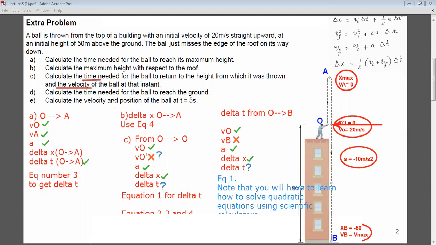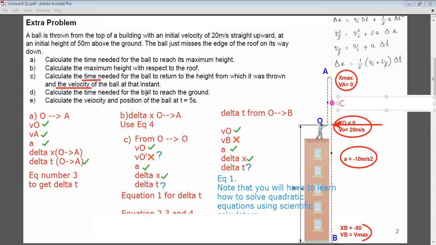Part E, calculate the velocity and the position of the ball at t equal 5 seconds. So here you have to imagine that it's somewhere. I don't know where it is. Let's assume it's here, and let's draw it in another color. Name it C. And you have to calculate the velocity and the position of the ball at point C, which is at 5 seconds.